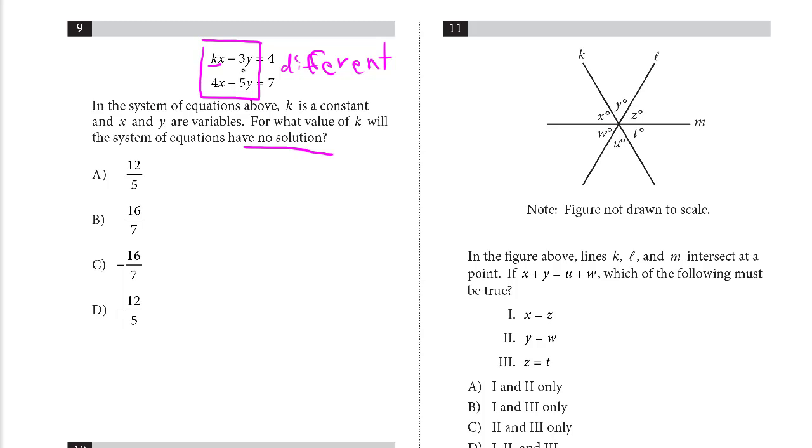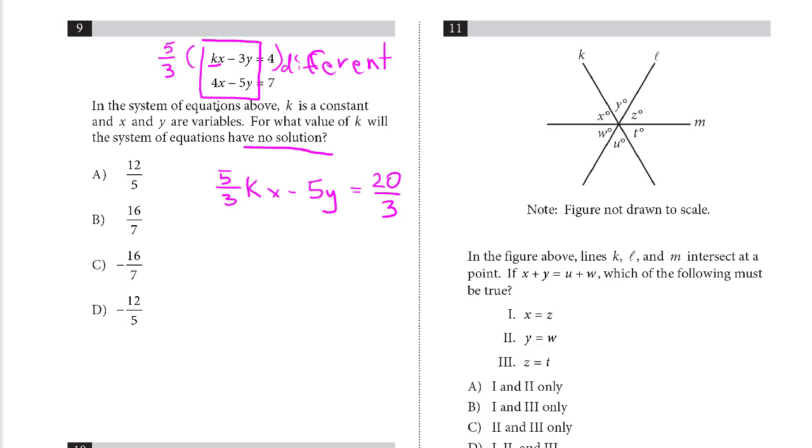That's my challenge. Well, I've got minus 3y and minus 5y, so I'm going to multiply my left side by 5/3. So my minus 3 becomes a minus 5 when I multiply it out. Let's distribute it through. 5/3 times kx is 5/3 kx, minus 5/3 times minus 3 is minus 5y to match the 5y below, and that equals 5/3 times 4, which is 20/3. Almost 7, not quite 7 though, okay? So what does that mean?